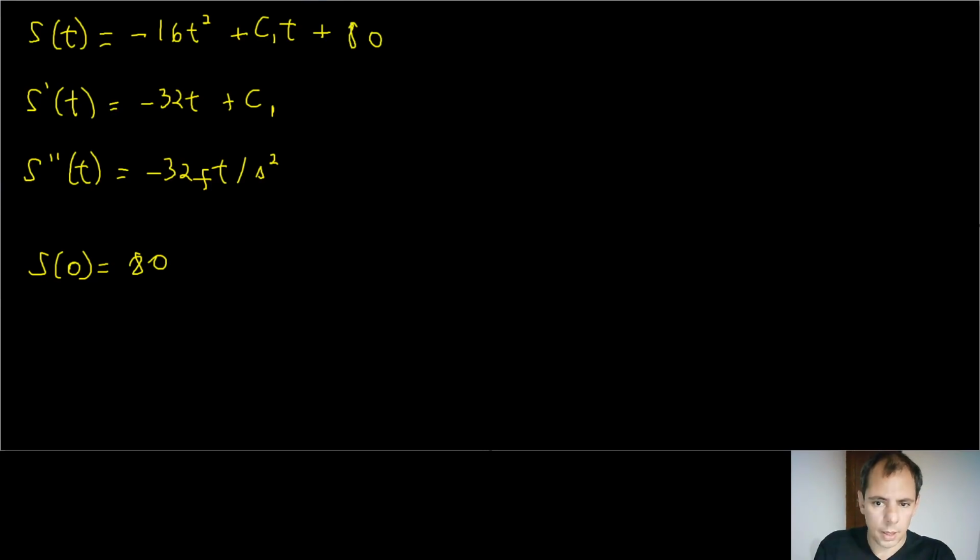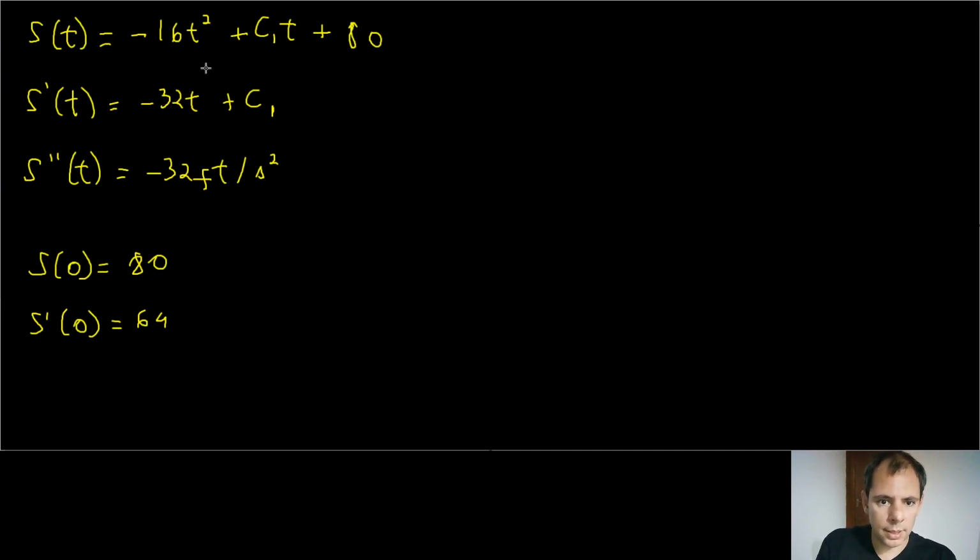All right? And I'm telling you also that s prime of 0 equals 64, okay? What does that mean? That means that the initial position is 80 feet at the time 0, and the initial velocity at the time 0 is 64 feet per second. So if you plug this value in here, this is going to be a 0, so this is going to be knocked out, so C1 is 64.